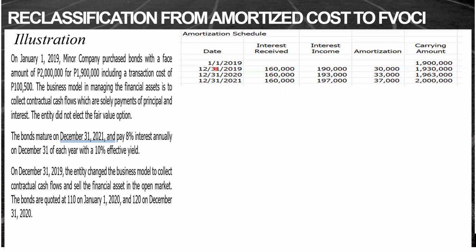Tapos pagdating ng December 31, 2019, makakatanggap tayo ng interest, no, which is 8%. So that's 2 million times 8%. So you have 160,000. Na yung interest income natin ay based doon sa carrying amount natin na 1.9 times our effective interest rate of 10%. So you have 190,000. Then you get the difference. So 190,000 minus 160,000. So meron tayong amortization of 30,000. So yung 30,000 na to, of course, you're going to add it, no, to your carrying amount since discount ito.